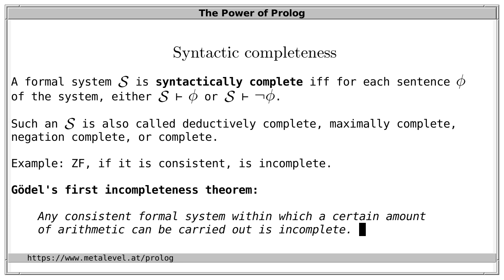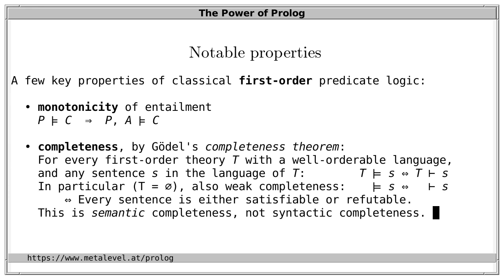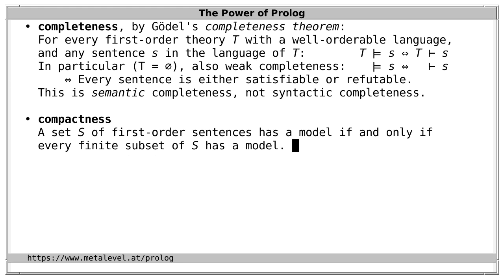And we will consider the incompleteness theorems on another occasion. For now, back to our list of properties. The compactness theorem holds for first-order predicate logic. A set of first-order sentences has a model if and only if its every finite subset has a model.